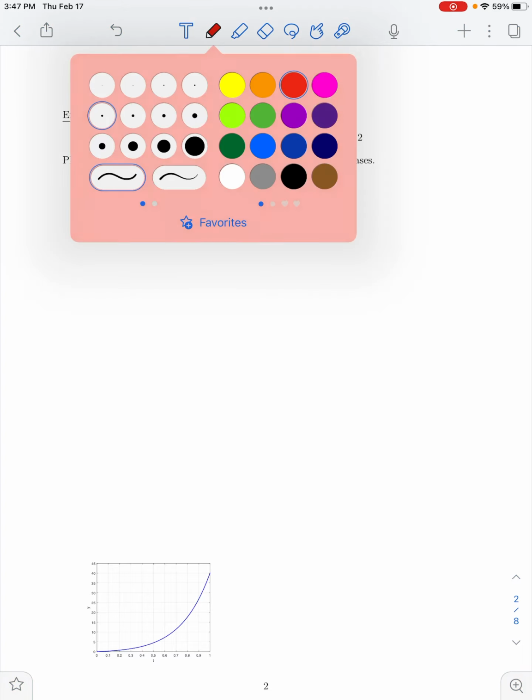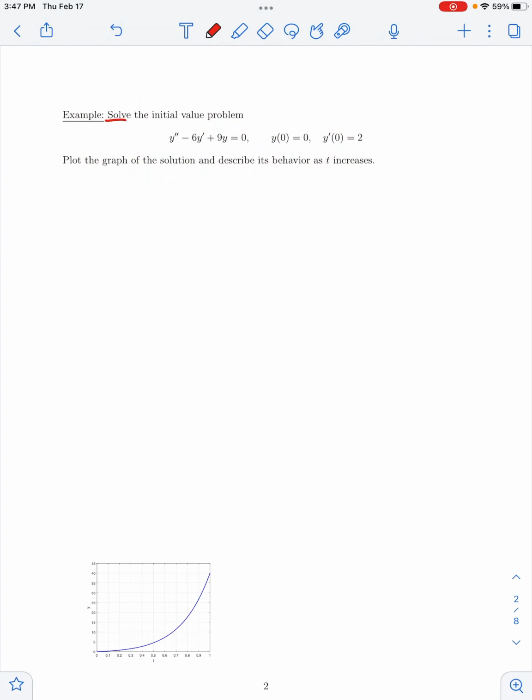So in this next example, we are asked to solve the initial value problem, y double prime minus 6y prime plus 9y equals 0, with initial conditions y of 0 and y prime of 0 are 0 and 2. And then plot the graph of this solution and describe how it behaves as t increases.